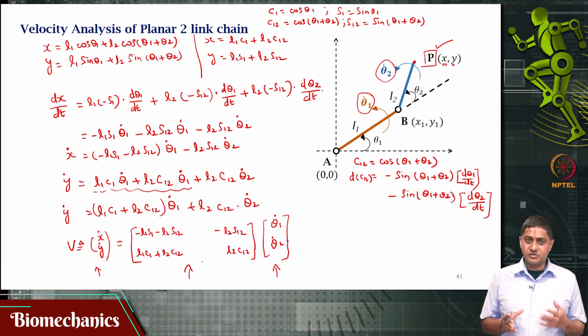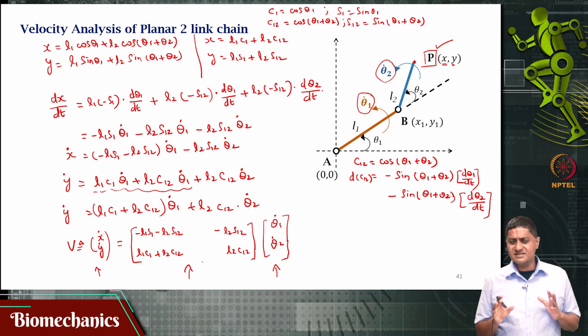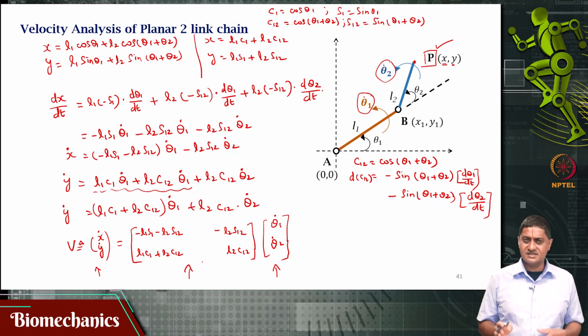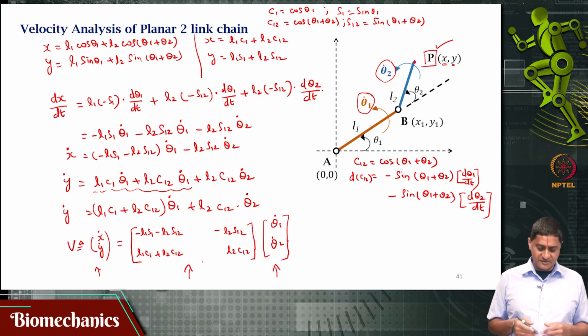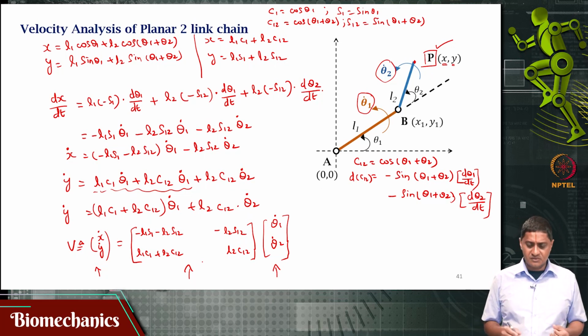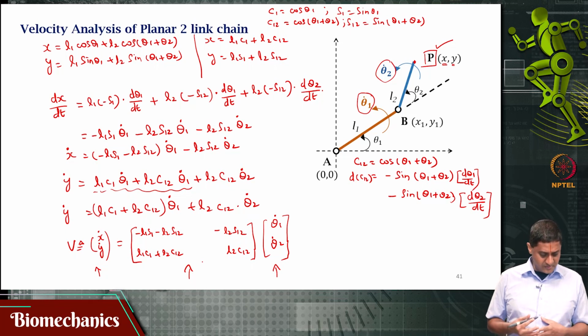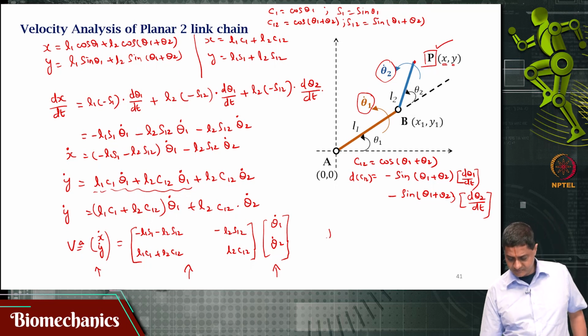This 2 by 2 square matrix, by the way, is a square matrix in this case, because we are considering a 2 link chain. So, it is a square matrix in this case, it need not be square. This 2 by 2 square matrix essentially relates joint velocities to endpoint velocities, right. This matrix is called a Jacobian.